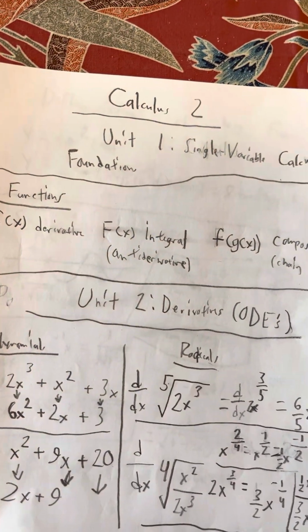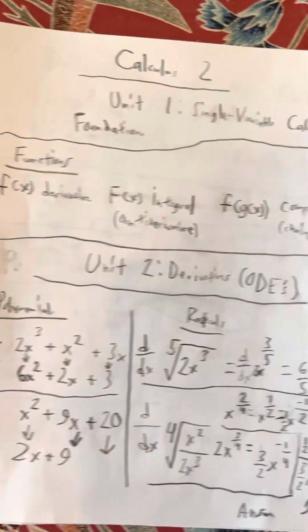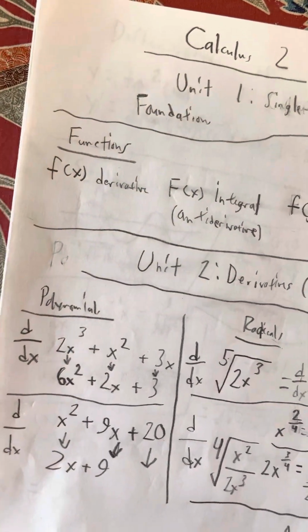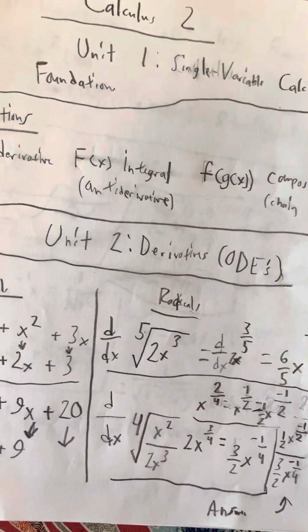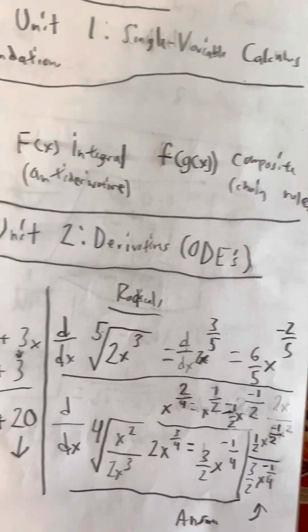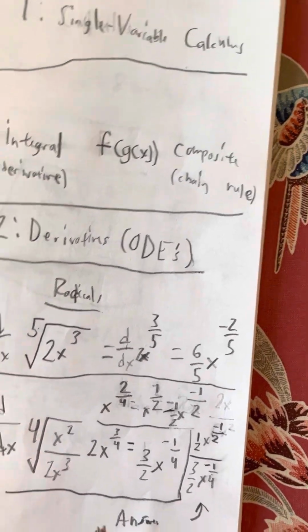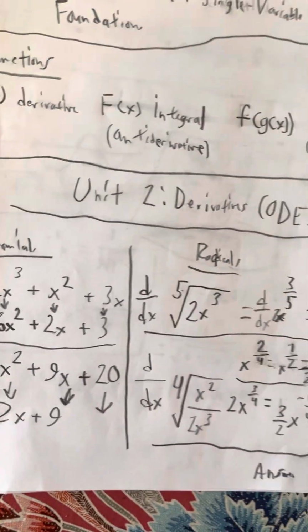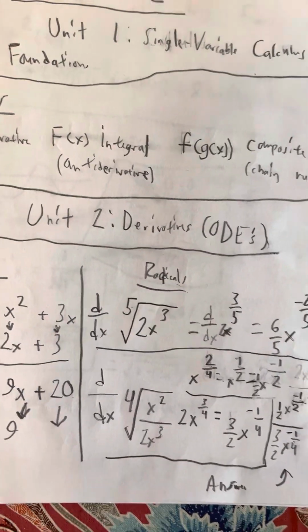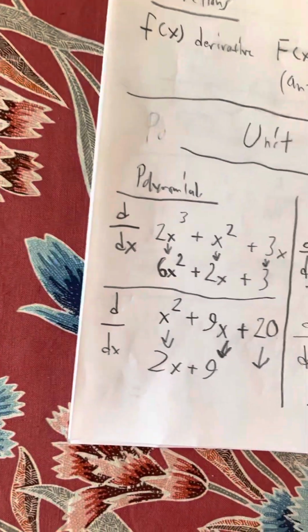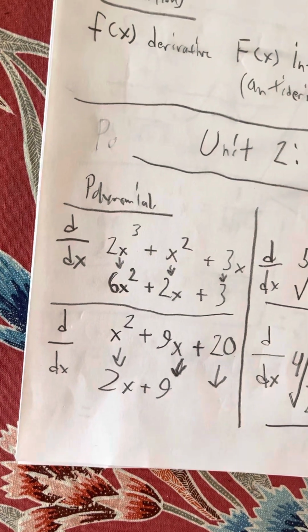First, I'm going to start off with Unit 1, Single Variable Calculus Functions. Functions, lowercase f of x; derivative, capital F of x; integral, antiderivative; f of g of x, composite, which involves the chain rule. Unit 2, derivatives, ODEs. We'll go over those first. You'll see PDEs later.